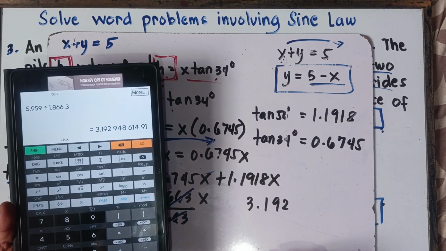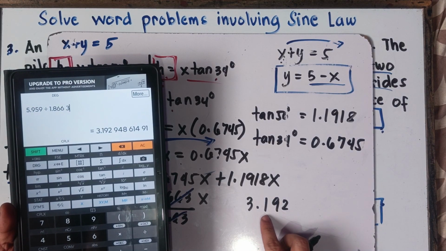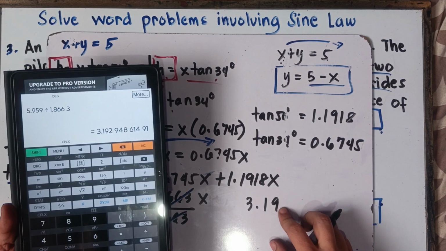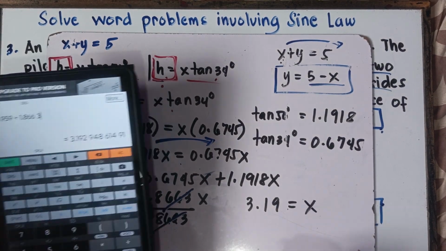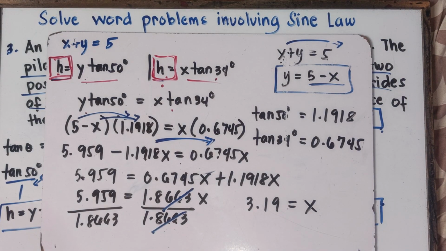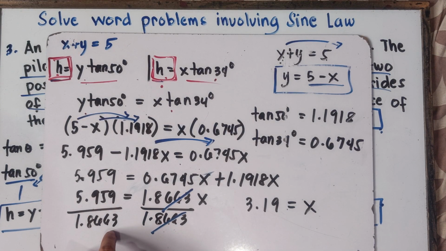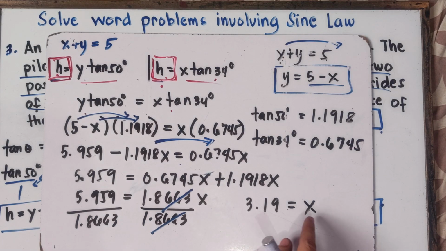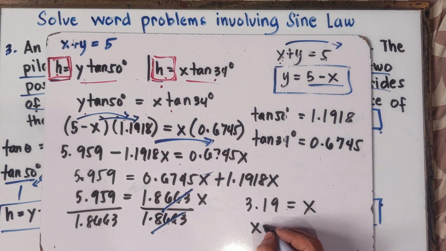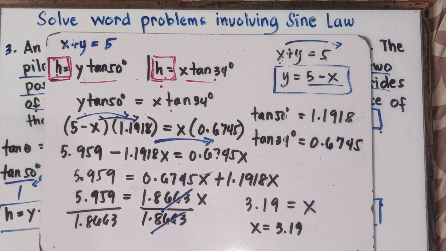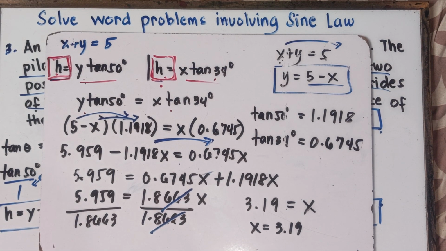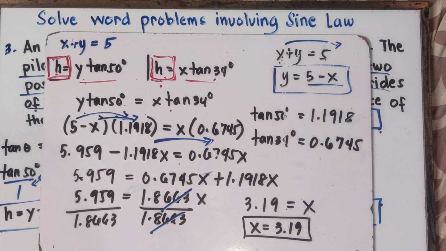3.192. So we need to have at least 2 decimals. 3.192, after 9, that would be 2. So this will be 3.19. And that would be the value of x. So once again, class, 5.959 divided by 1.8663. The answer, class, is 3.19 equals x. Or we can write this one, x equals 3.19. That would be the same answer, class. Alright, so therefore, class, the value of x would be equal to 3.19.